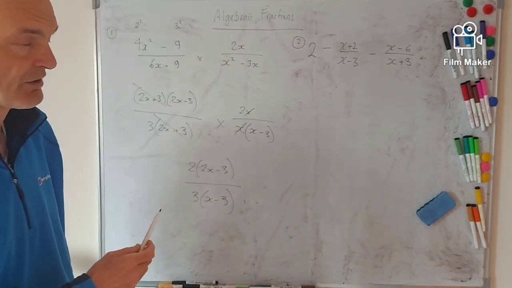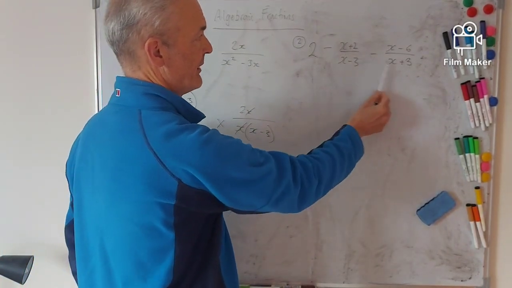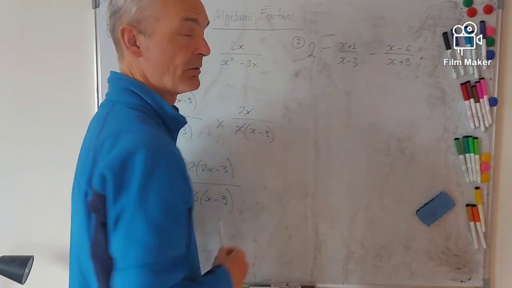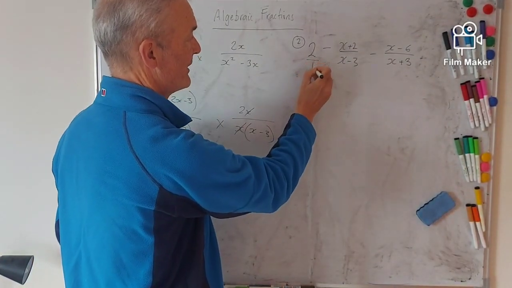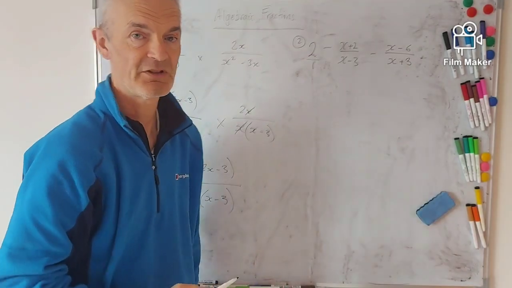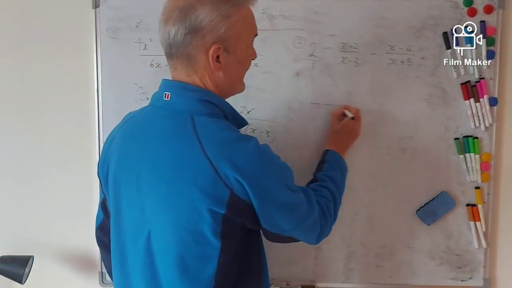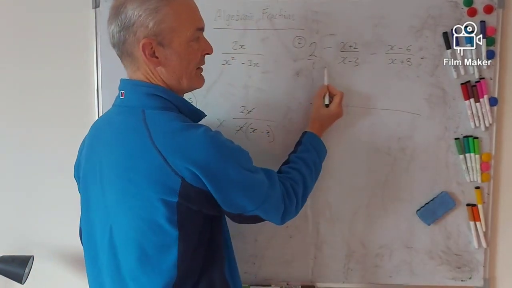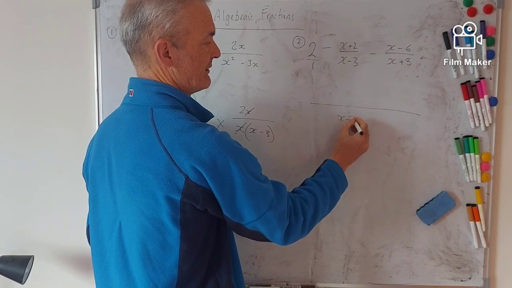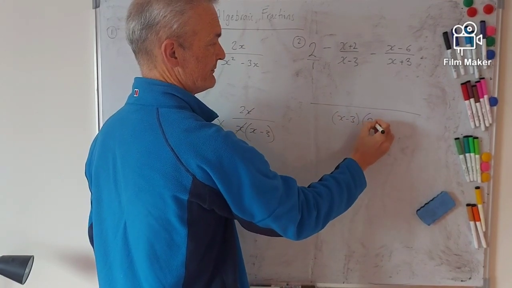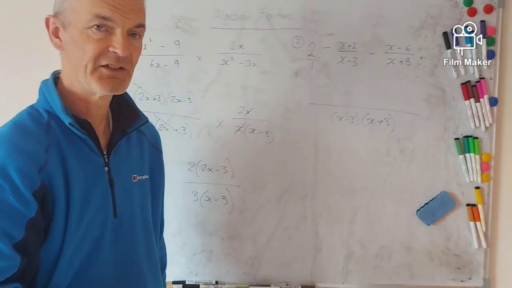So let's have a look at the other question over here. We've got 2 minus this minus this. So possibly the best way to look at this is to think of this as a fraction as well. 2 over 1, which is the same as 2. So we would get the denominator by multiplying these together. So if we do that, we're going to get that in the denominator.